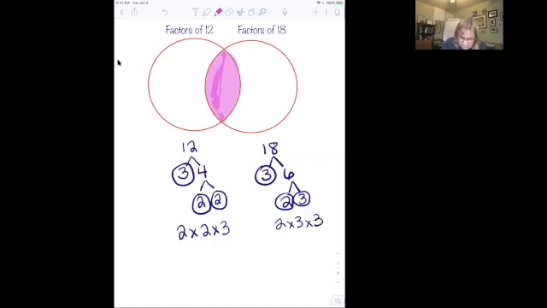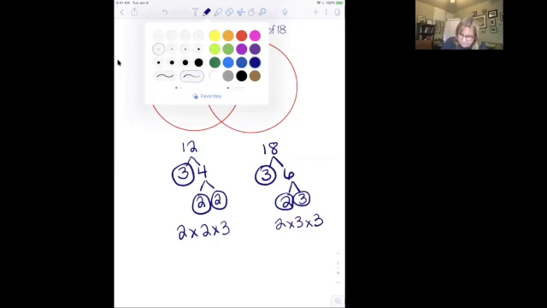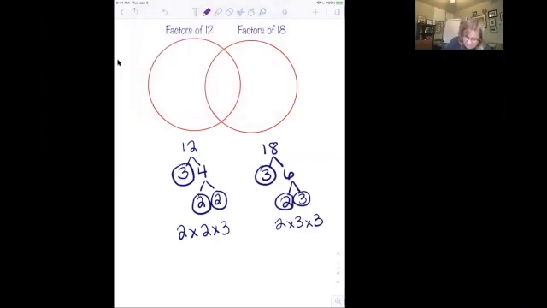So when we look at 12 and 18 and say what's common to both, we see that we have a 2 common to both. Change the color. We have a 2 common to both. And so I'm going to cross out 2s on both of them and then write 2 in the middle of the Venn diagram. Make sure you cross out a 2 on each one before you do that. Then we say, okay, what else do we have in common? We have a 3 in common. So we cross out a 3 on each one, put it in the middle.